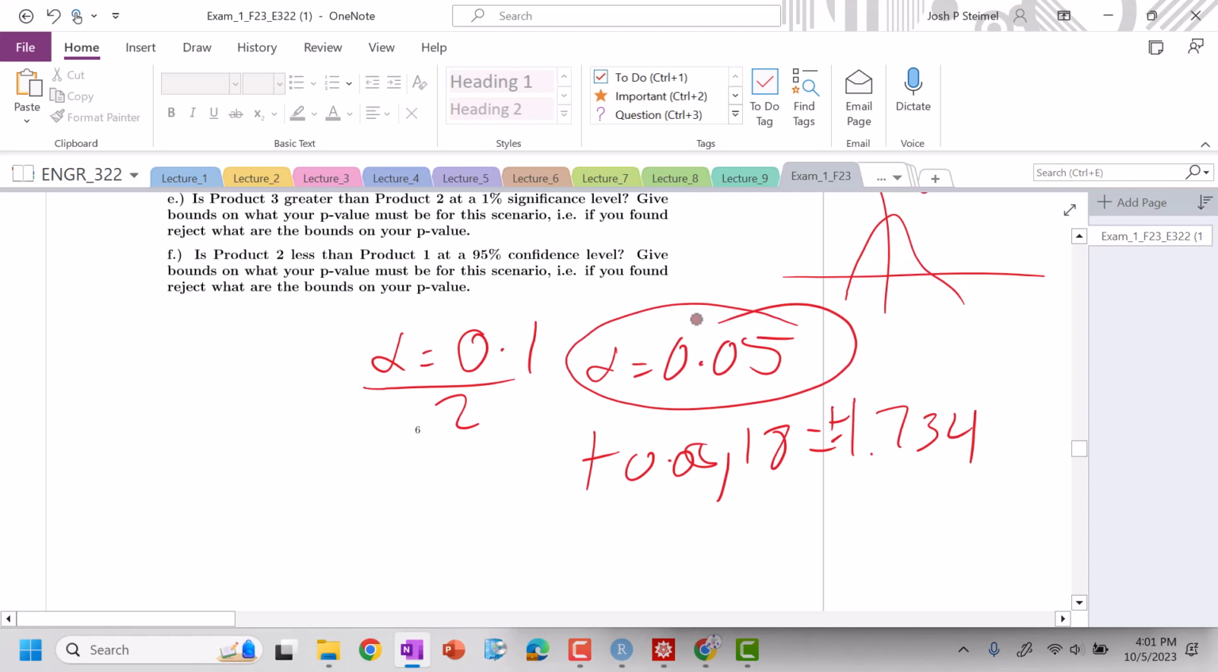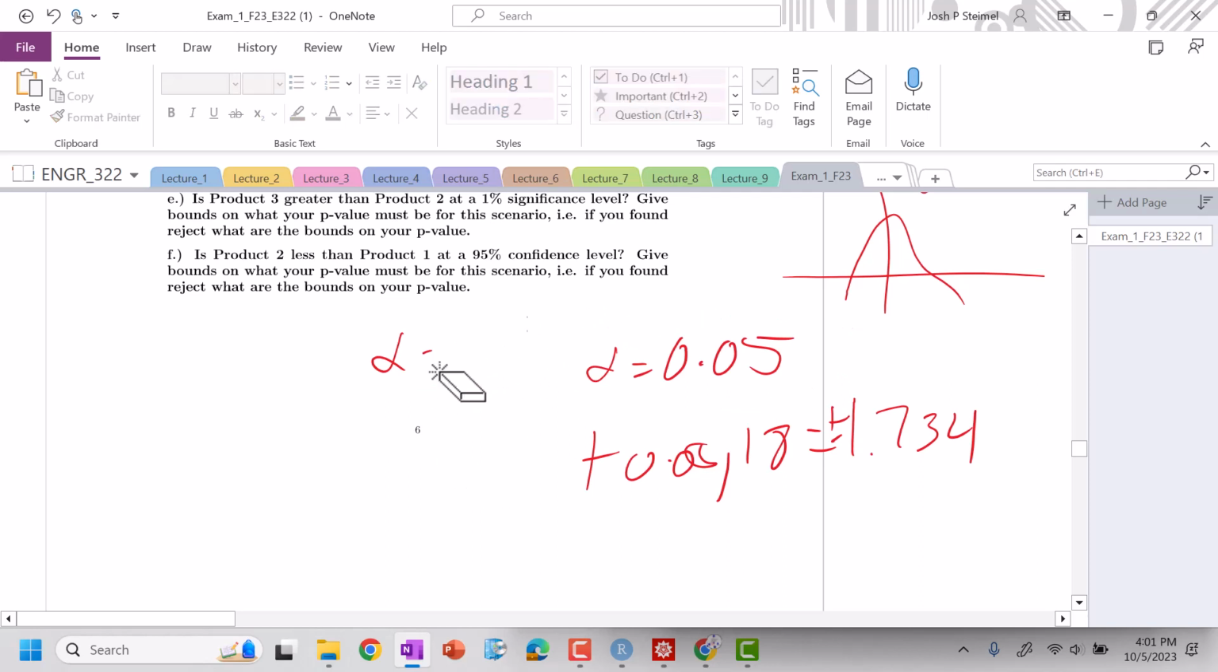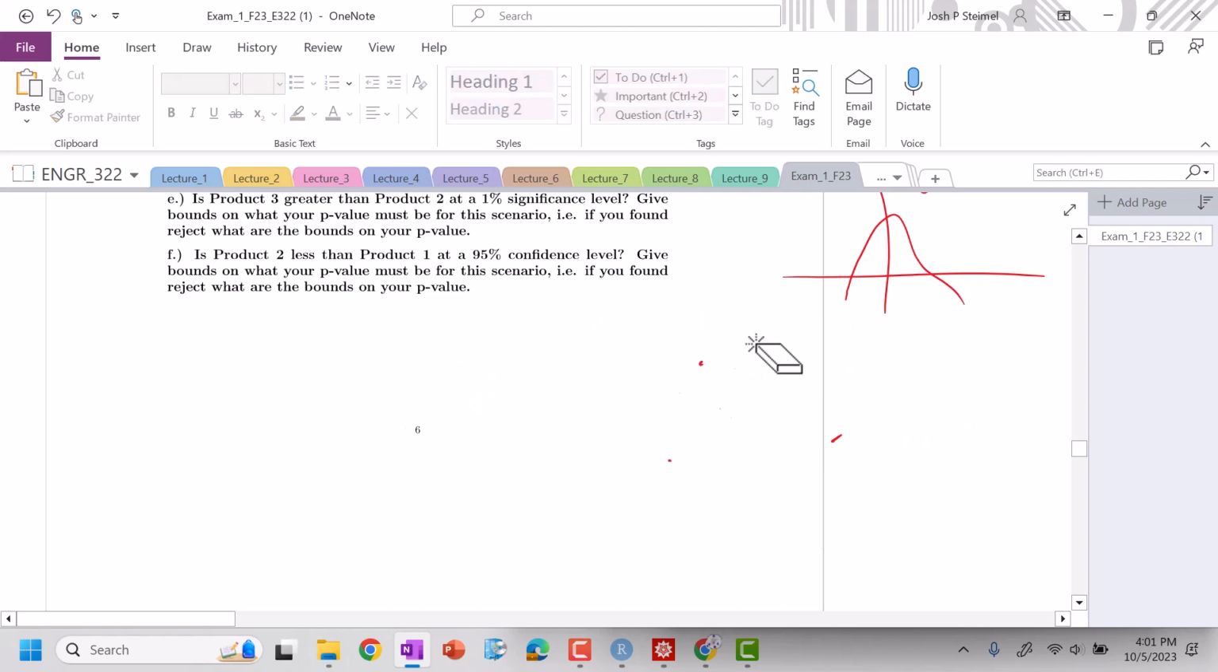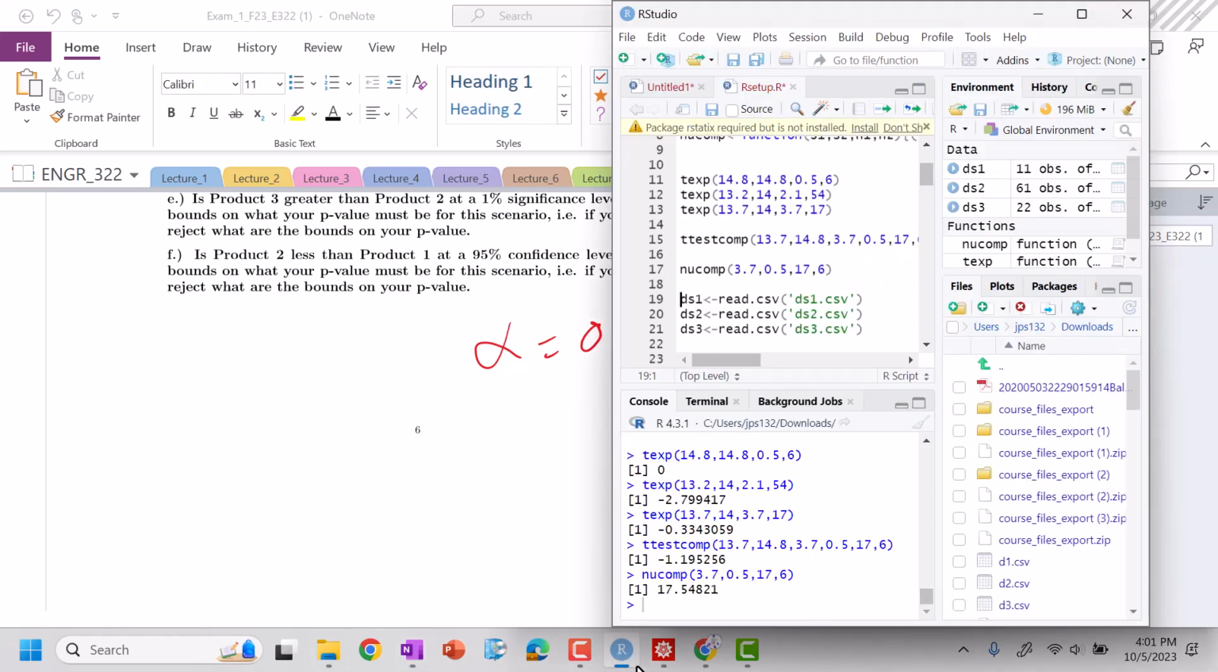All right. Now we're asked, is 3 greater than 2? So here our alpha is equal to 0.01. It's not divided by 2 because it's a greater-than test. So let's go ahead and run this one through. So we need to basically pull this out. So instead of 1, we're going to put in the 3, so 14.8. Instead of the 3.7, actually it's 3, we need the order to matter here.